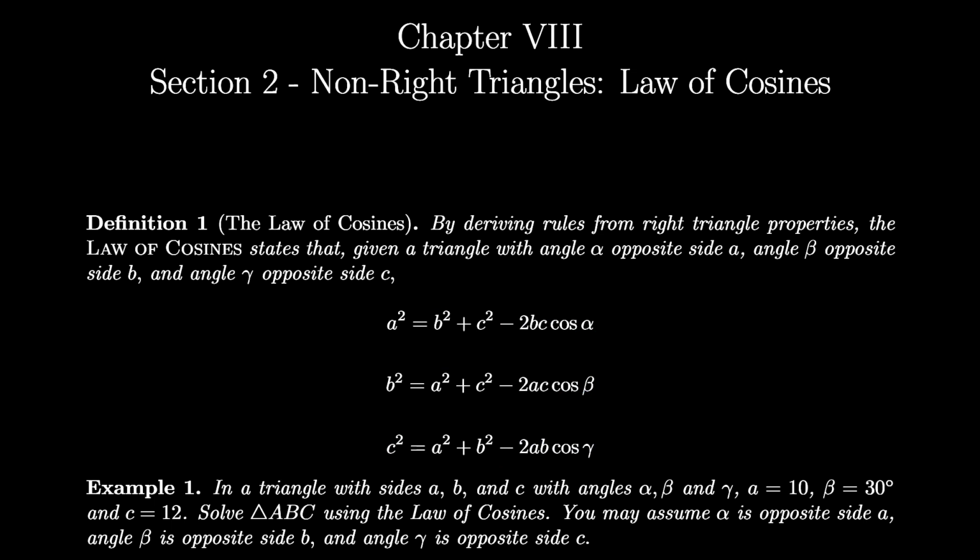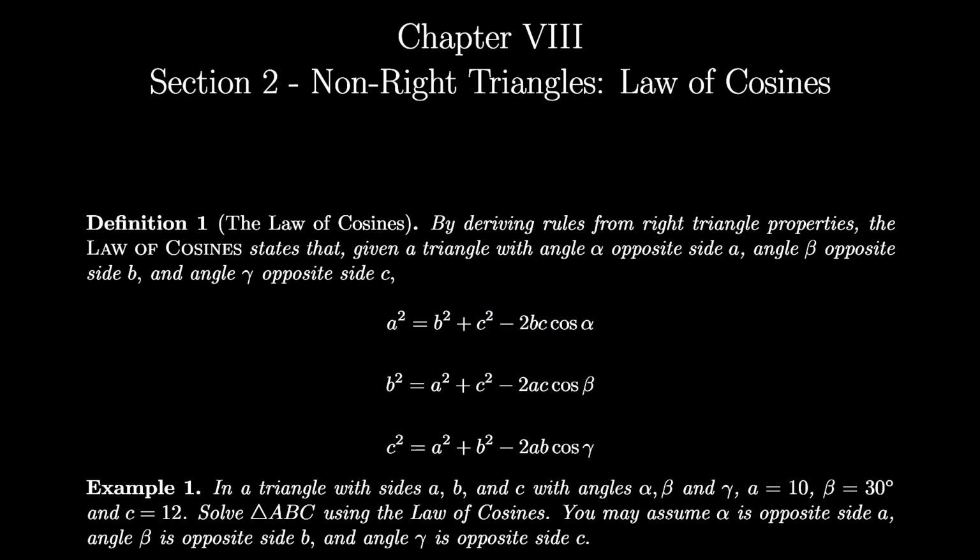So it says that a squared equals b squared plus c squared minus 2bc cosine alpha, or b squared equals a squared plus c squared minus 2ac cosine beta, or c squared equals a squared plus b squared minus 2ab cosine gamma. Remember, here's how you read it in general. A side squared equals the sum of the other two sides squared minus twice the product of those other two sides times the cosine of this side's corresponding angle.